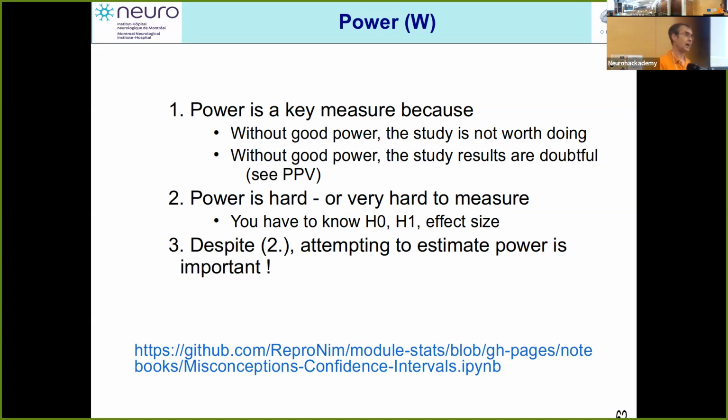Power is sometimes very hard to measure, because you have to know H0, you have to know H1, and therefore you have to know the effect size and the variation. You seem to have to know a lot of things that you don't know before you can actually estimate power. The answer is, despite the fact that you don't know those things, try to get best estimates and see: if my effect size is roughly this, or between this and this, what is the number of subjects that I need?